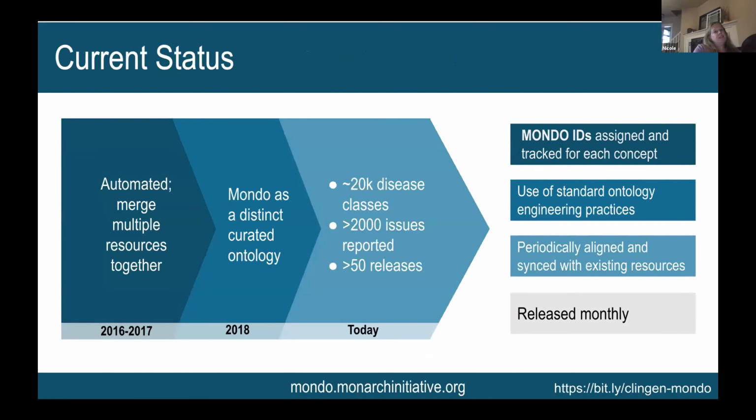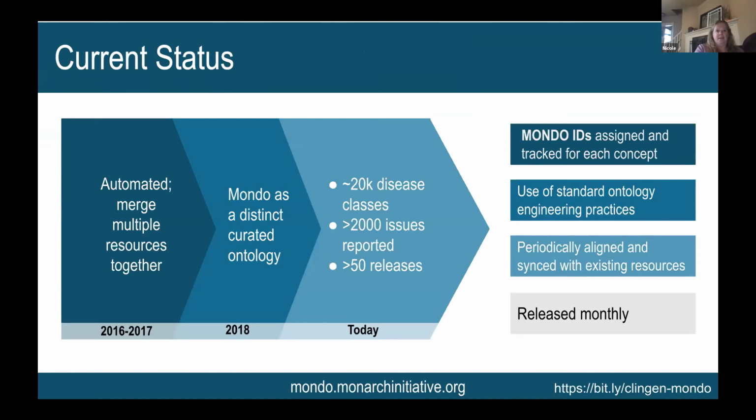So Chris started Mondo back in 2016 with this automated approach. For the first two years, this was the approach we were taking: to run this algorithm, then do some manual curation steps and iterate on that. And then a couple of years ago, we had a first proper release of Mondo, released as a distinct curated ontology. And now we just do this manual approach.